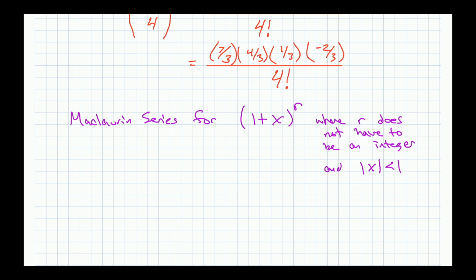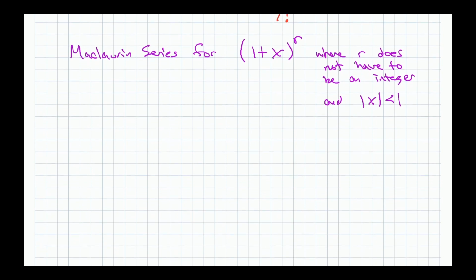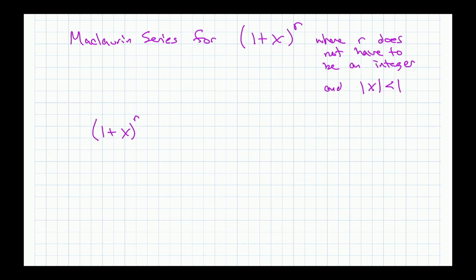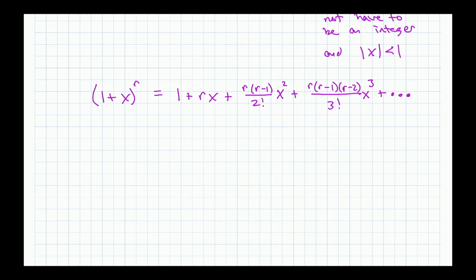So what are we going to do with it? Well, I need to write it, right? So here it is. 1 plus x to the r. And so what it looks like is this. 1 plus rx plus r times r minus 1 over 2 factorial, x squared, plus r times r minus 1 times r minus 2 over 3 factorial, x cubed, plus ... And that actually goes forever.